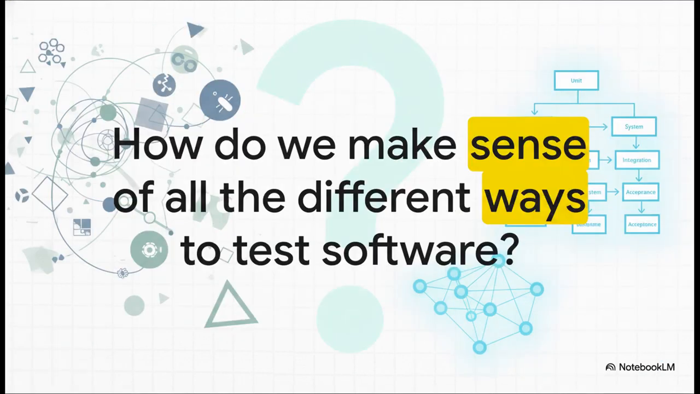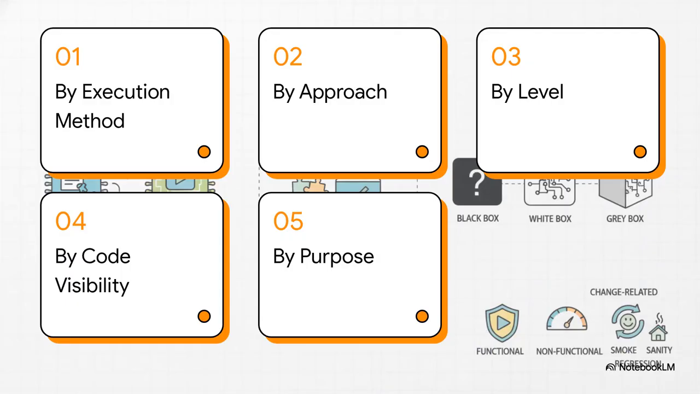So if we accept that we're never going to find every single bug, how do we make sense of the dozens and dozens of ways people try? Honestly, it can feel like this chaotic, random list of terms. So let's build a clear map together, a way to organize all these ideas so we can understand what they are and when to use them. We're going to look at testing through 5 different lenses.